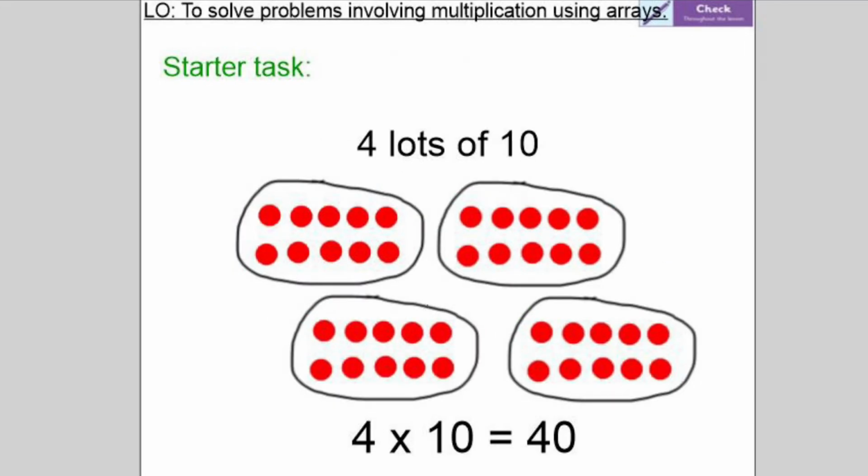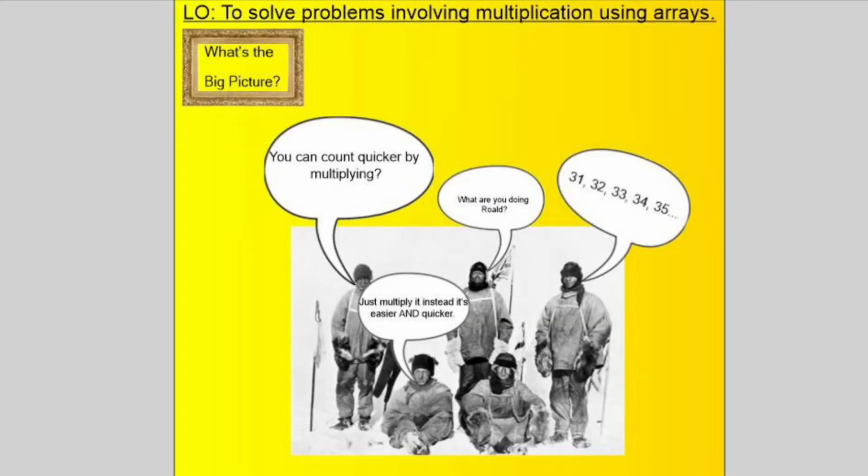Here's 4 groups of 10 then, so I need to count in my 10s. 10, 20, 30, 40. There are 40 altogether. 4 times 10 is 40. Remember, our big picture then is so we can count quicker when we're multiplying than when we're adding.